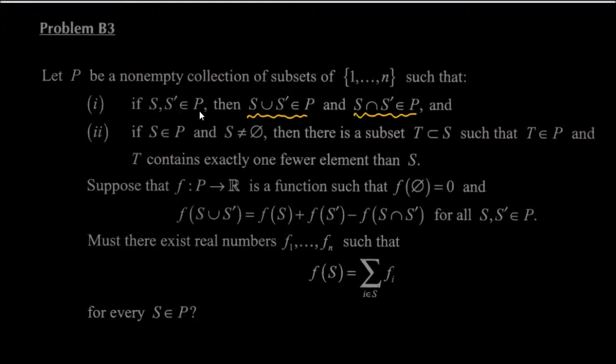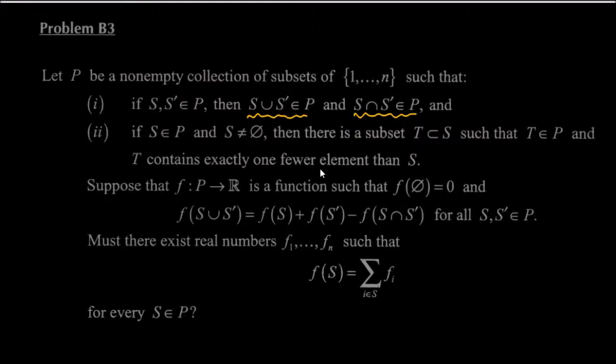the collection is closed under intersection and union. The second condition is saying that if you have a non-empty set in the collection, then you can find another set underneath it in the collection, a subset with one fewer element.